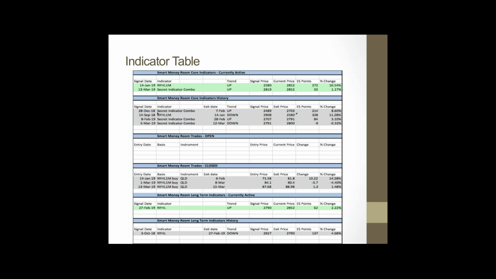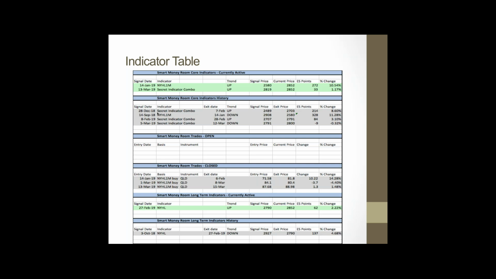So that's the second way to do it. Just follow what that indicator is doing, completely mechanical. The third way, a little bit more proactive, bring the secret indicator combo into the fold. When we have the secret indicator combo pointing against the NYHL1M, there can be a situation where NYHL1M is up and the secret indicator is down.